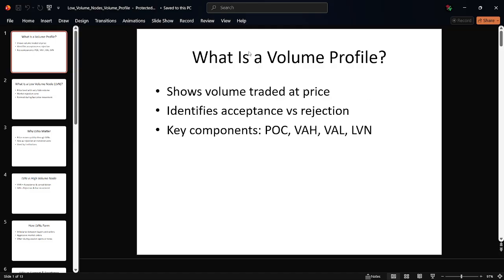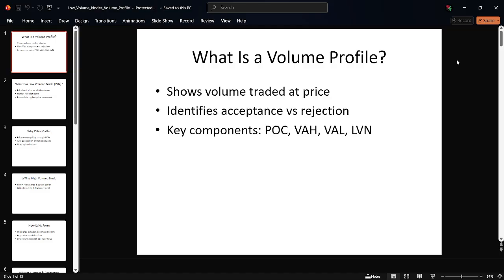If you watch my channel or if you've been on my server, you know that we use volume profile for multiple reasons. It could be to find our key levels, it could be to find our entries, it could be to find our TPs. Volume profile is very universal for multiple things, and you can use it in multiple different strategies. Okay, so what is a volume profile?